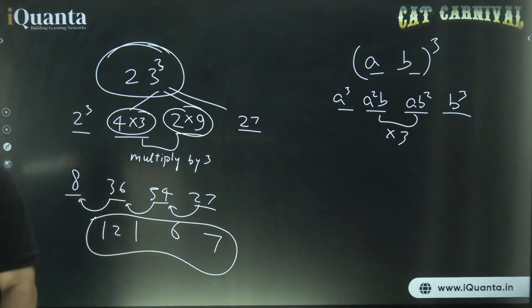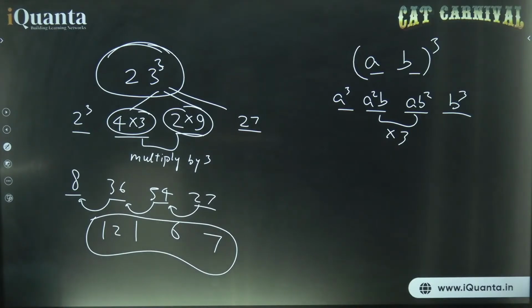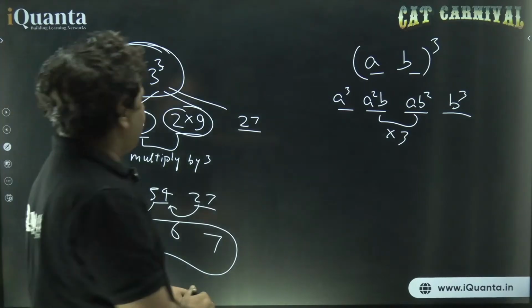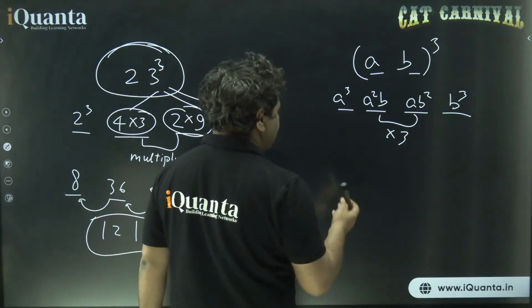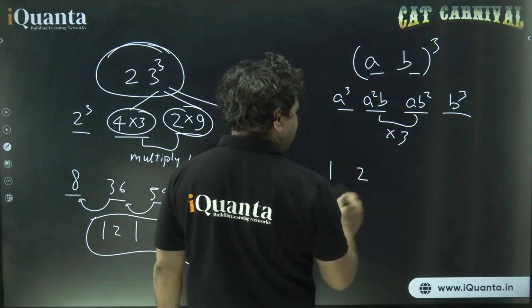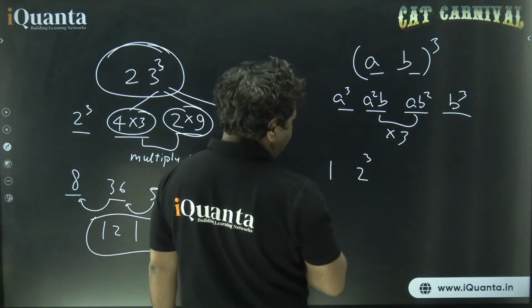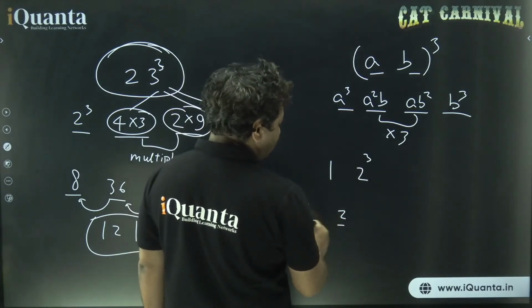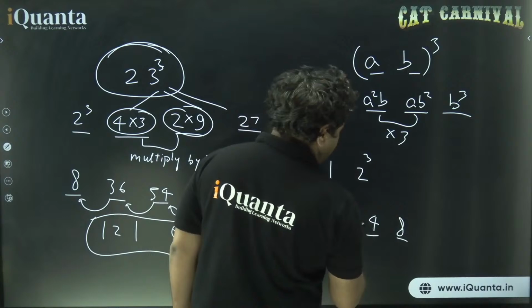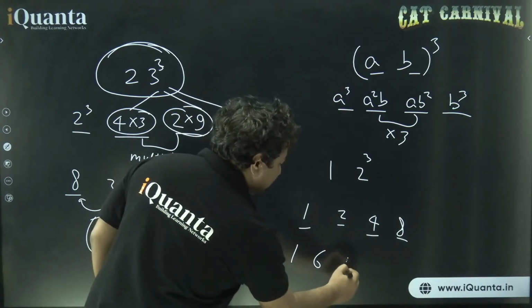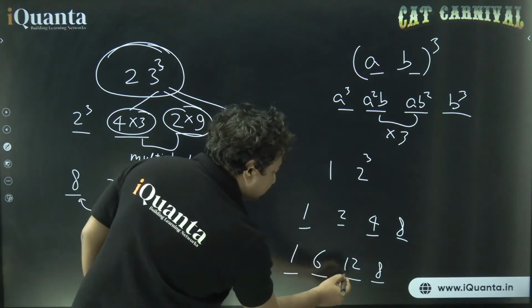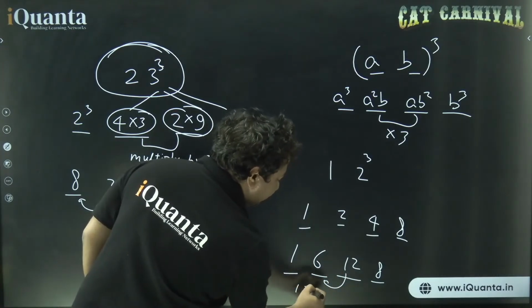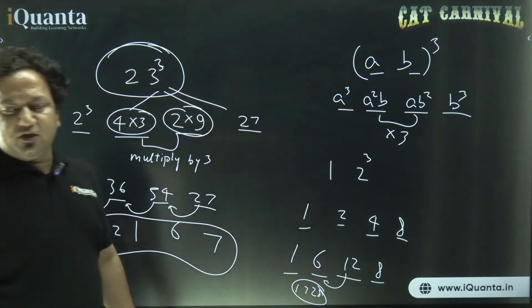That is for cube. Ritambara, got it? Perfect. Let's pick a smaller number. If I have 12, I want to find the cube. 1 cube is 1. 1 square into 2 is 2. Then we have 4. Then we have 8. Multiply the middle two by 3. So 1, 6, 12, 8. This 1 will be carried forward. We have 1, 7, 2, 8 as the answer. That is how we can find the cubes.